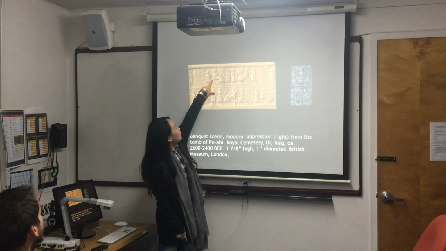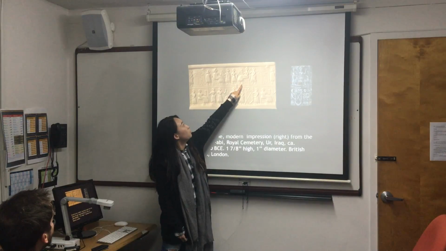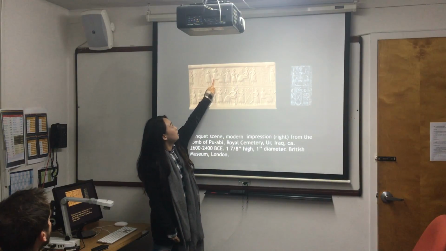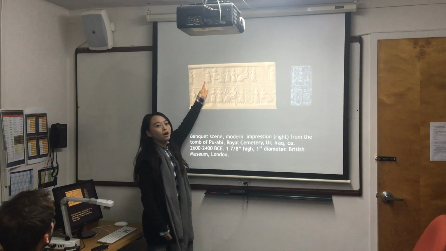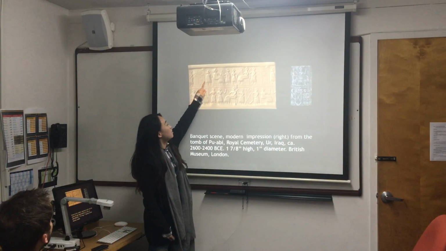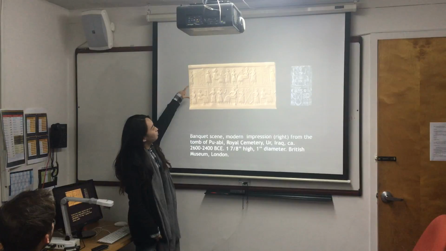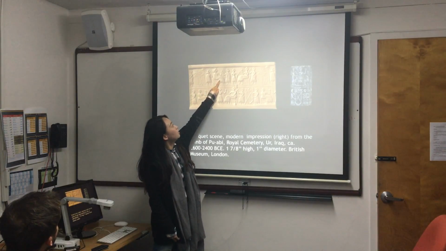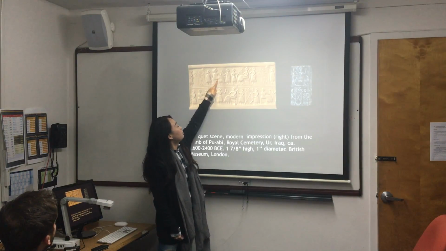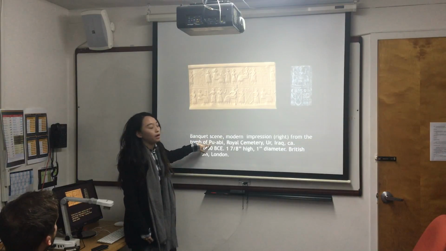And in each section, we can see two humans in larger size sitting and drinking from their beakers, at the same time served by some servants around them. And the only difference between them is that in the upper section there's a woman and a man, and the woman may be Pulebi herself.